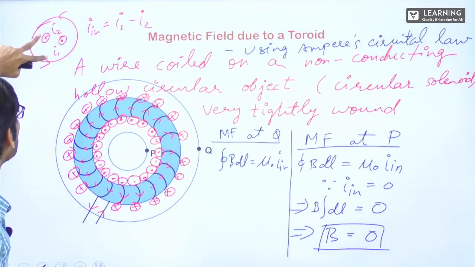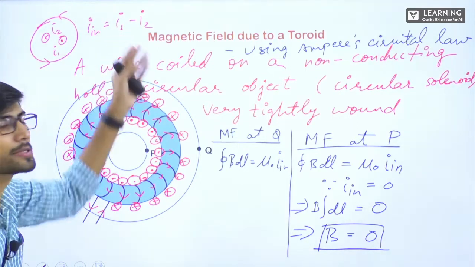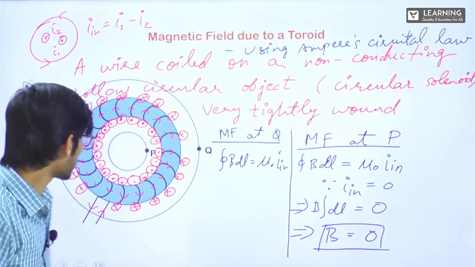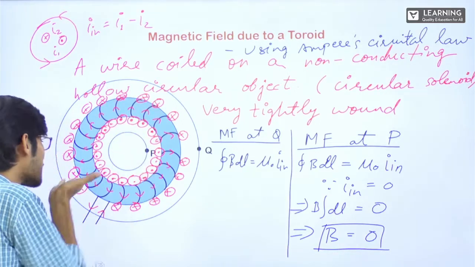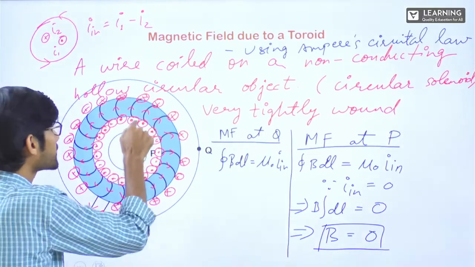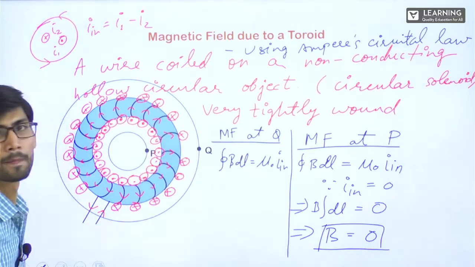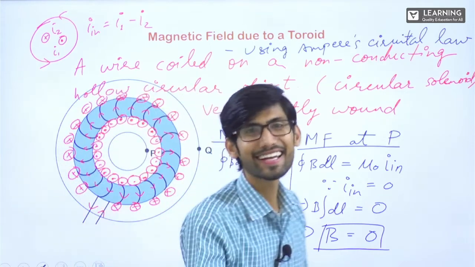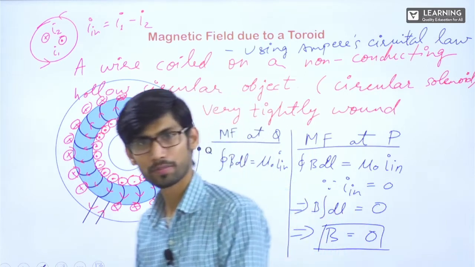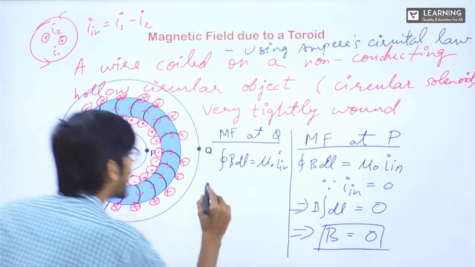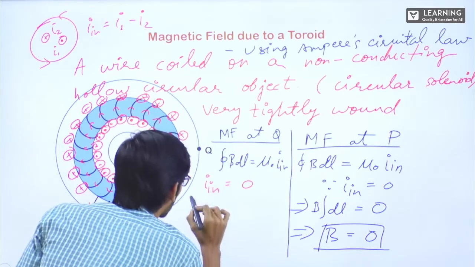Now if both are same, let's say I1 and I2 are same, I, so I minus I will be 0. So here, how much current is coming out? The same amount of current is going inside. This I minus I, this I minus I. Entire current inside this Ampere's loop is 0. Clear? I in is equal to 0.